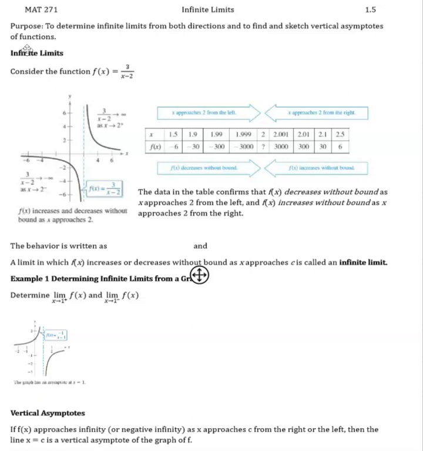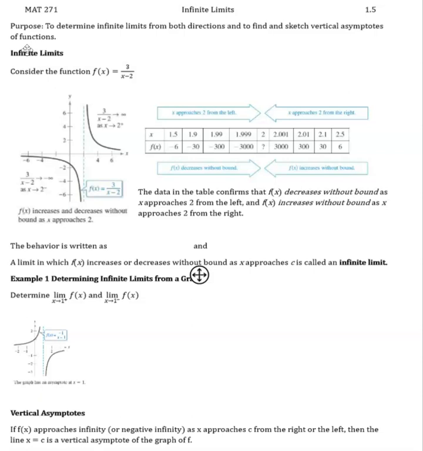Our knowledge of pre-calculus tells us that that function has a vertical asymptote at x is equal to 2. So we can see that the denominator would be 0 when x is equal to 2, and that factor does not cancel out in the numerator. What we are interested in is what is happening to the function then as we approach that vertical asymptote from the left and from the right.